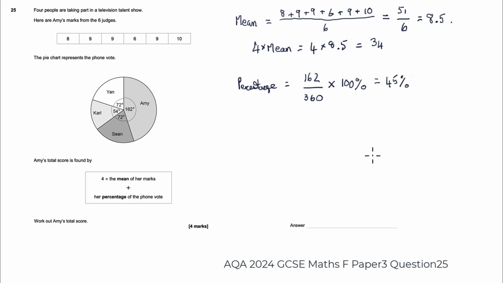So what's her total score? Well, let's follow the recipe then. 4 times the mean of her marks, that's 34, plus her percentage of the phone vote, that's 45. So we take 34 and add 45, do that in your calculator, you'll get 79. That's her total score.